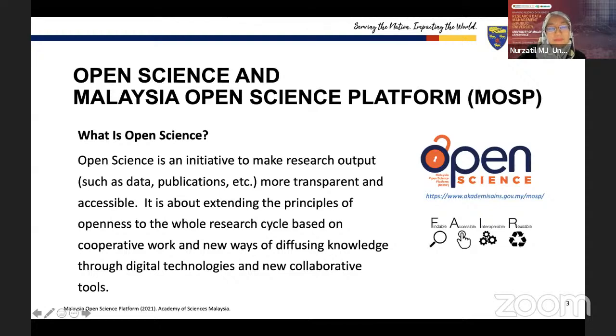All right. So for some of you who might be new to this open science terminology, what open science is all about is to make research output, such as data, for example, more transparent and accessible. So it's about extending the principles of openness to the whole of the research data lifecycle. Basically we want to diffuse the knowledge through digital technologies and new collaborative tools. This is where we have those platforms, repositories, etc.